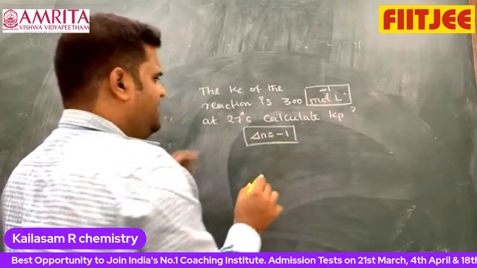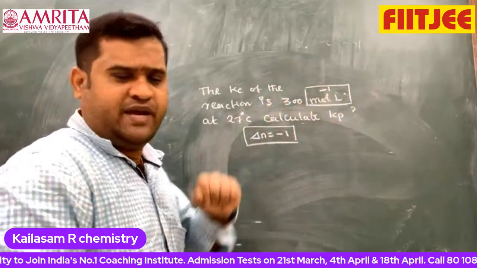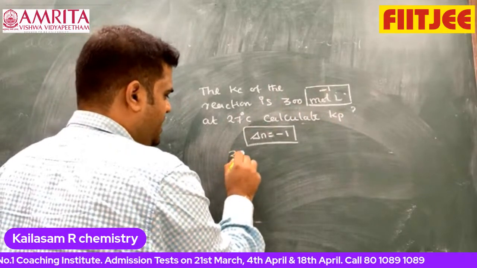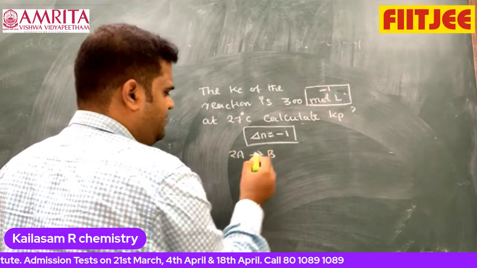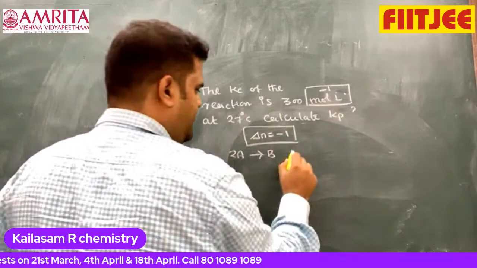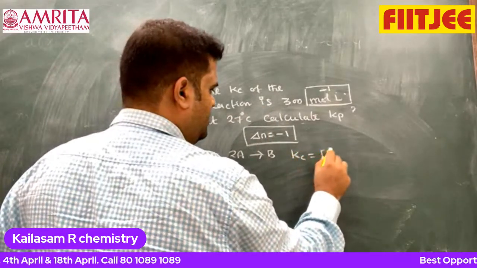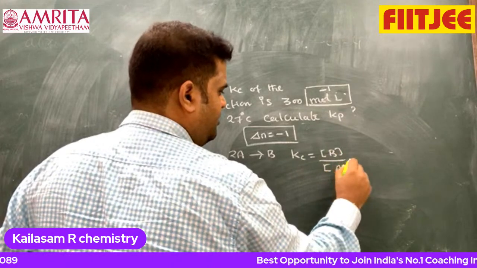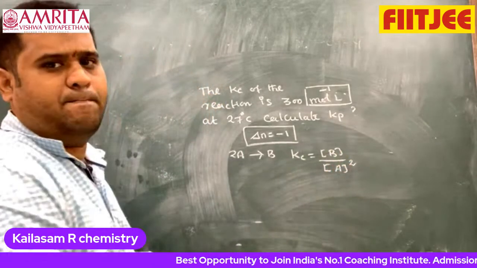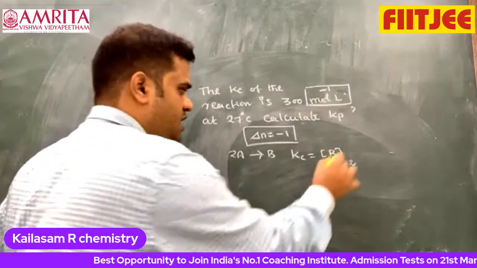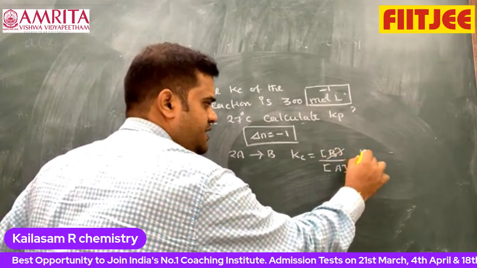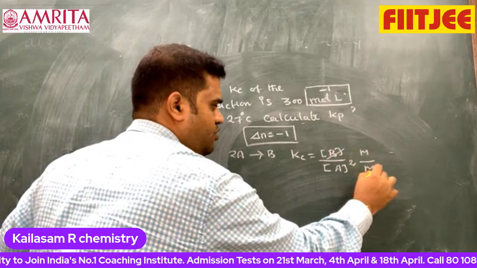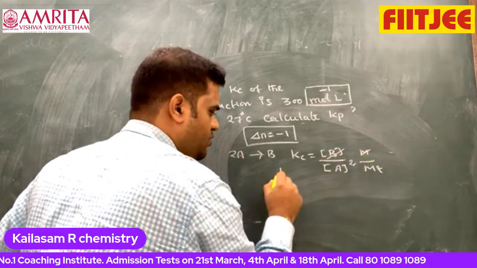So how are we going to say that? Let us take how delta N is -1. Let us take 2A, which gives B. Writing like this, now what is the Kc expression? Kc is equal to the concentration of B over the concentration of A squared. Now this is molar, and molar square cancels off. Remaining is 1 by molar.